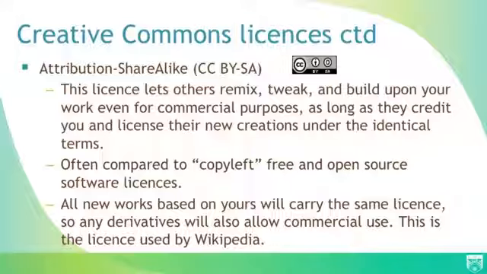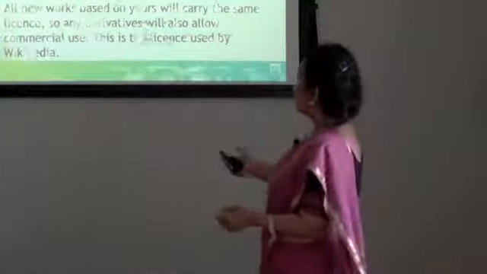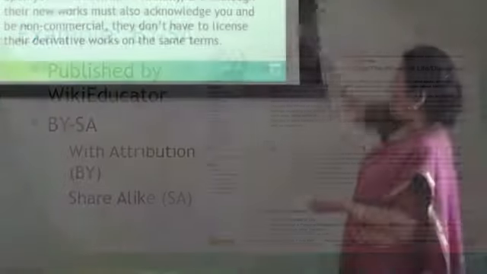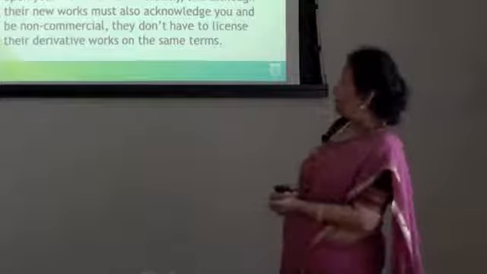All those derivatives would have to carry a SA license, and therefore they would also allow commercial use, because we are not using the word ND there. Wikipedia uses this license here, so it is a CC BY SA license. So the material that is there can be used and would have to be shared alike. All derivatives that are used will also be used in the same way. Okay, let us look at some other kinds of licenses.